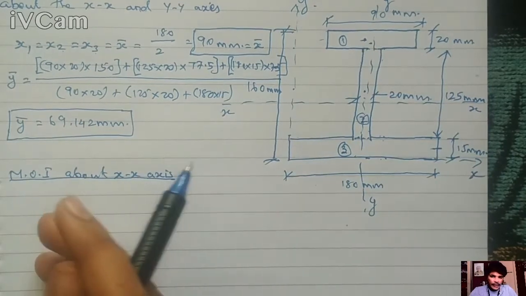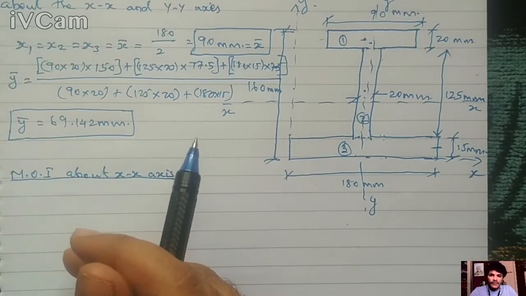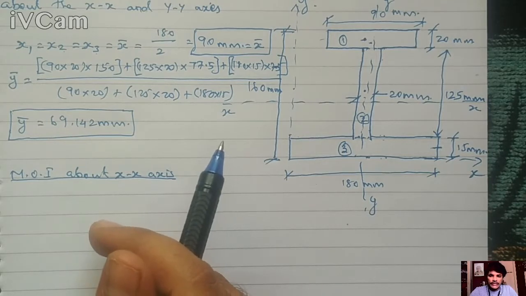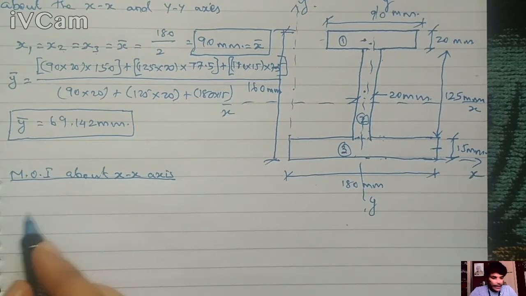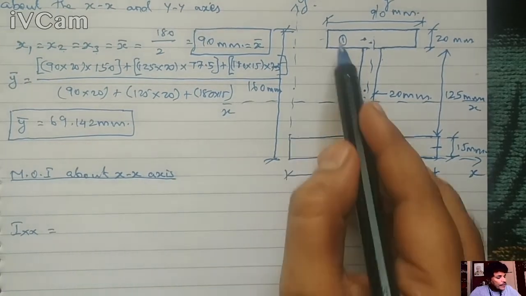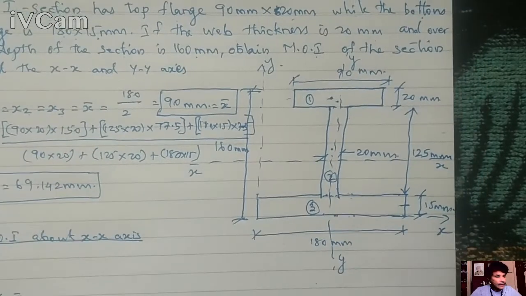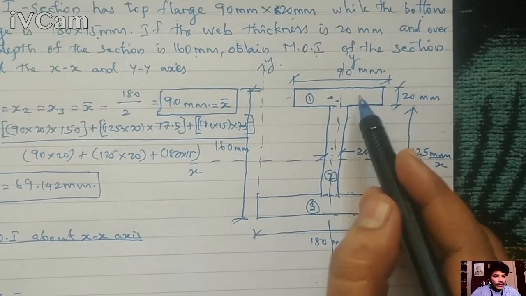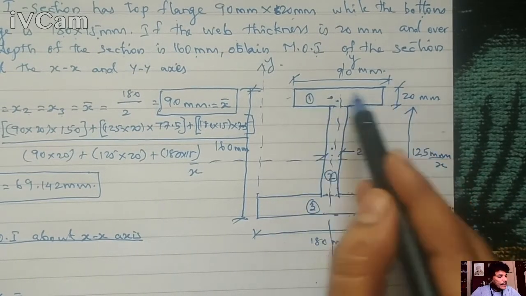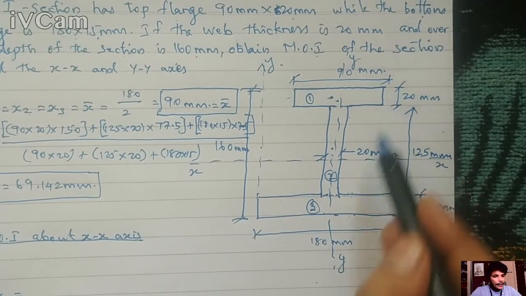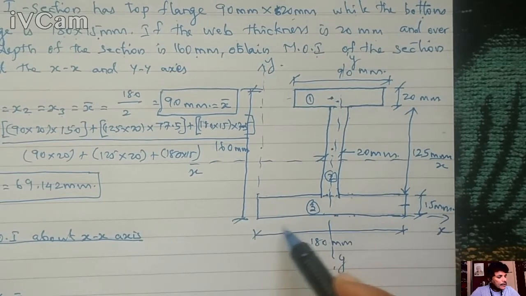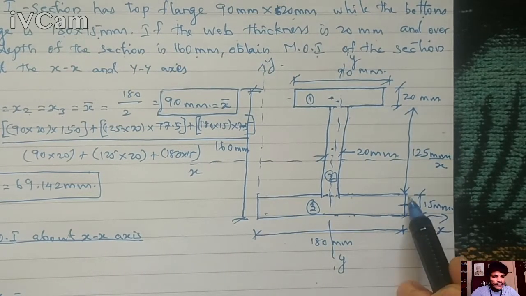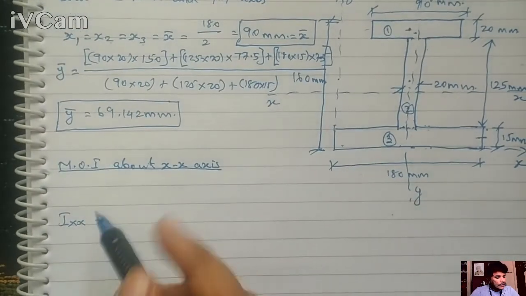We discussed a lot of problems related to finding the moment of inertia Ix, so I am directly writing the numerical values here. So Ix is equal to B1. Just let me tell you, B1 is 90, D1 is 20, B2 is 20, D2 is 125, B3 is 180 and D3 is 15 mm. Okay, right.